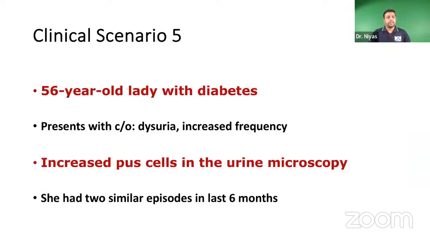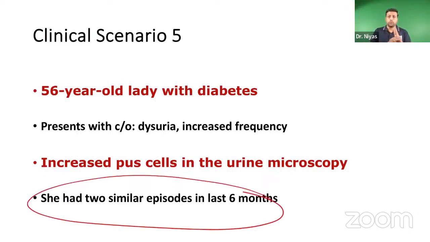Coming to the last clinical scenario: a 56-year-old lady with diabetes presenting with complaints of dysuria and increased frequency. There are increased pus cells in urine microscopy. You have diagnosed acute cystitis and you're treating it. The problem is that the patient has had similar episodes in the last 6 months, 2 similar episodes, and she's asking you, what can I do to prevent it? So what is this particular clinical syndrome?